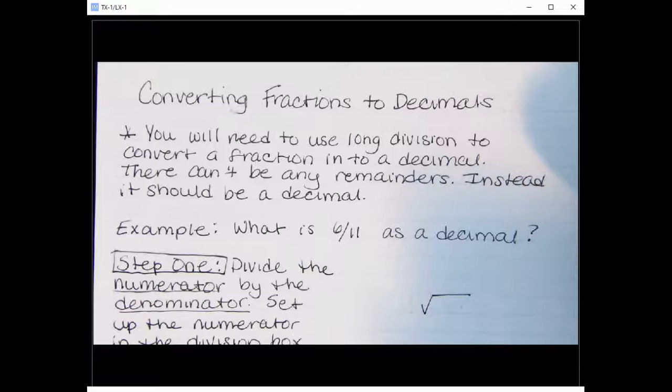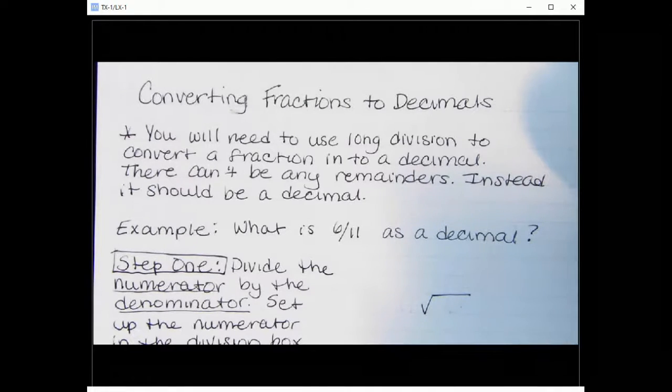Hey everyone, today we're going to be converting fractions to decimals. Before we did decimals to fractions, now we're going to do fractions to decimals. What you will need to use is long division to convert fractions into decimals. So if you are strong with long division, awesome.